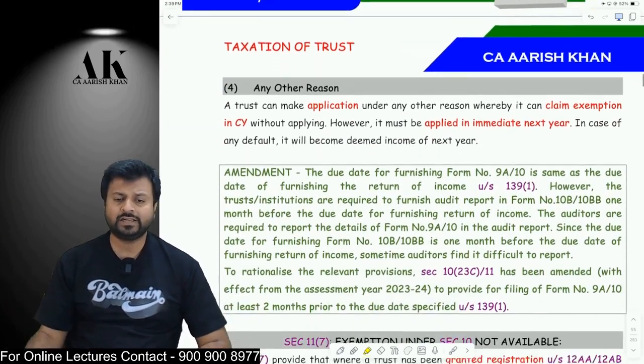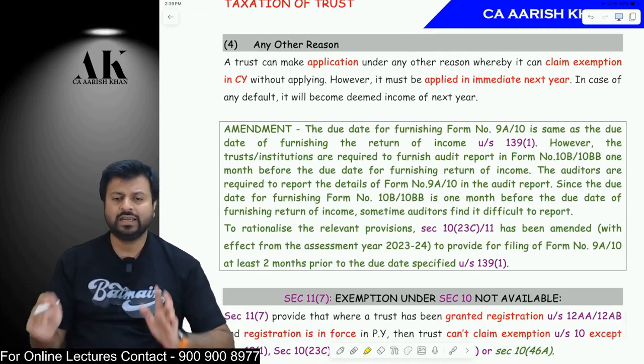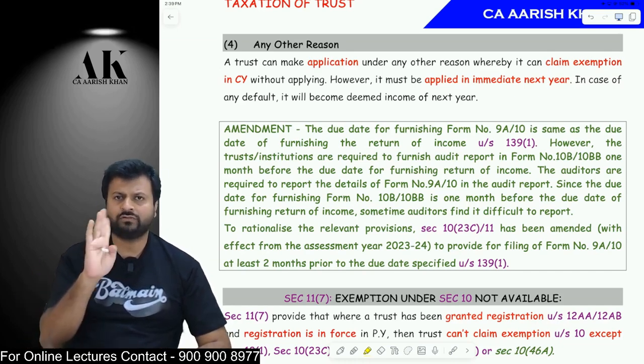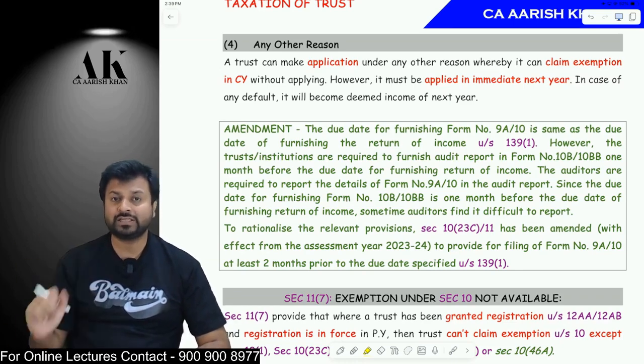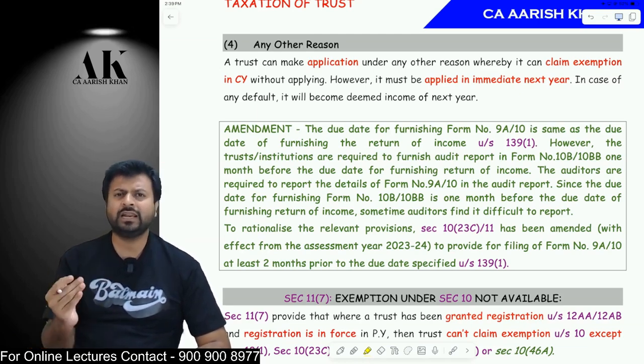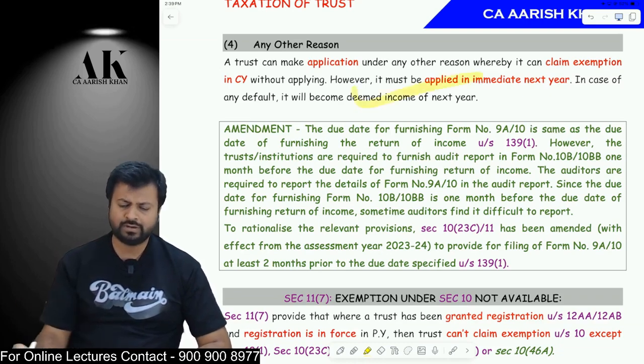Any other reason is the last way in which I can save tax. Sir, what is any other reason? In any other reason, you can make an application to the AO that I want an extension of 1 year, and the AO will give you an extension of 1 year, and you have to apply the money in the immediately next year. What if I do not apply in the immediately next year? One year grace you will get. You have to apply by the end of next year. If you do not apply by the end of next year, it will become deemed income of the next year.